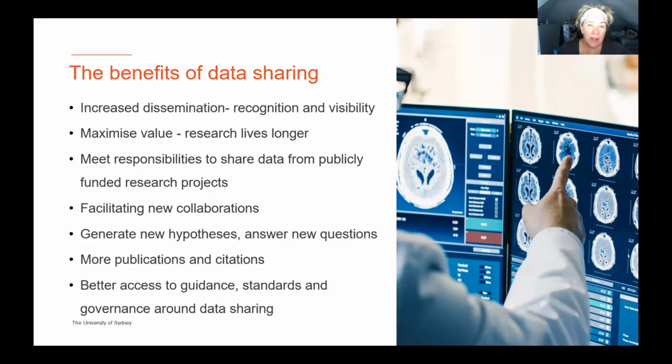It means that we meet the responsibilities to share data publicly because a large proportion of the research done in Australia is funded through the tax dollar, either by the MRFF or through the NHMRC. So promoting the on-use of data means that the public money is used more than the original purpose. We can facilitate new collaborations, which is particularly important for researchers to reach out and collaborate beyond Australia or within Australia. We can generate new hypotheses and answer new questions that are different from those that the trial may have originally posed when it collected the data.